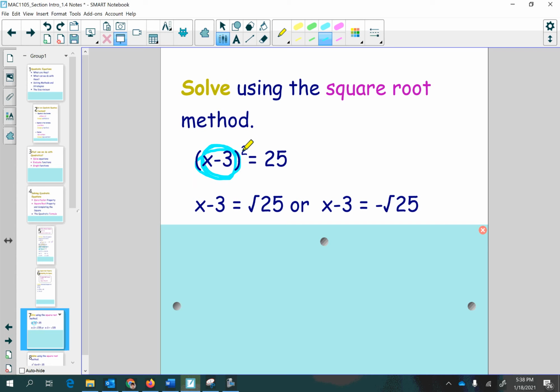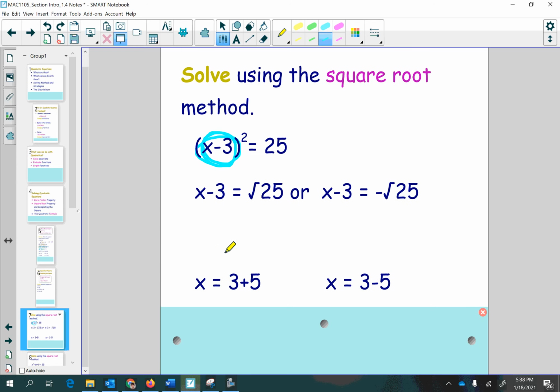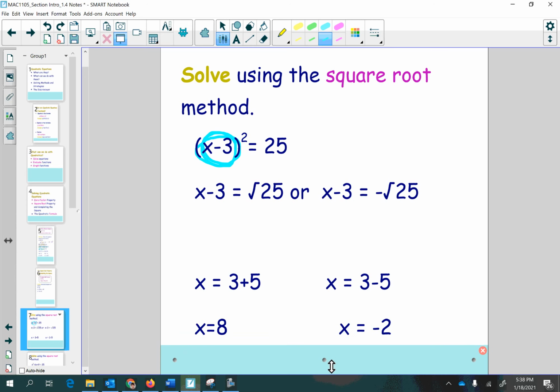That cancels out the square here, and you're left with x minus 3 is equal to the positive square root of 25, or x minus 3 is equal to negative the square root of 25. And then you have to continue solving from there. If you add 3 to both sides, you're going to get x is equal to 3 plus 5, or x is equal to 3 minus 5. And so you get your two possible solutions, either x equals 8 or x equals negative 2, and just plug each one in individually and make sure they satisfy the equation.